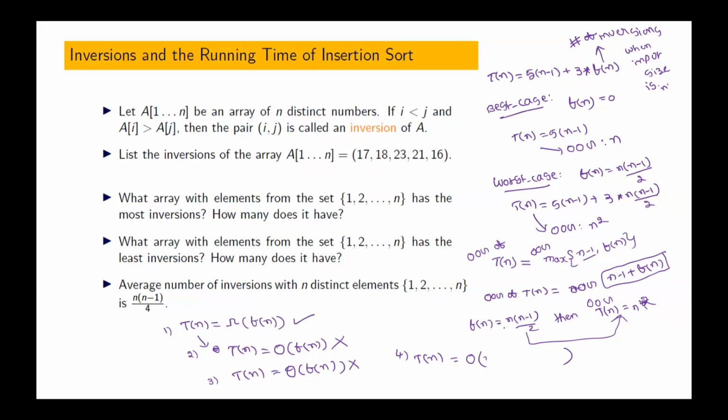So T of n should be true for any case. Best case also it should be true, worst case also it should be true. Can we write maximum of n minus 1 comma f of n? Is this correct? Any case it will be true, best case also, and worst case also, or not?